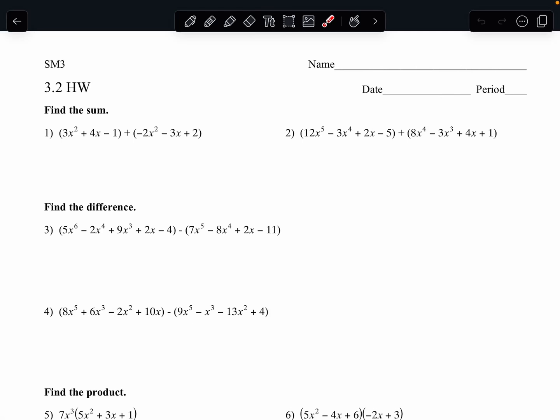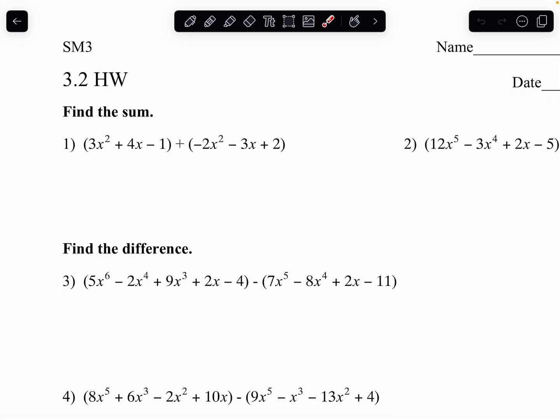Alright guys, this is going to be the 3.2 homework. Starting with 1, what we're going to do is find the sum. We can see that we're adding these two polynomials. So because addition is commutative, we're basically just going to add like terms.